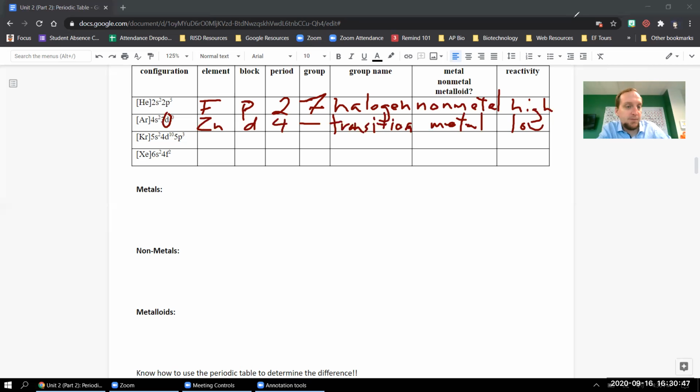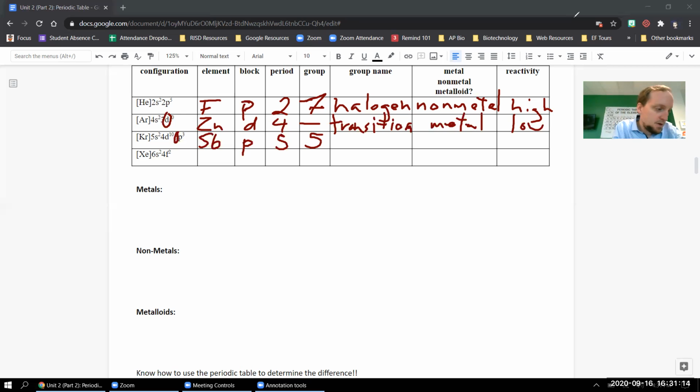The next one, we have krypton, 5s2, 4d10, 5p3. 5p3 would be Sb. Sb is also in the P block. It is on period 5. Again, you can tell that because of right there. Period 5, group, I have to look. Sb is in group 5. Again, period 5, group 5.